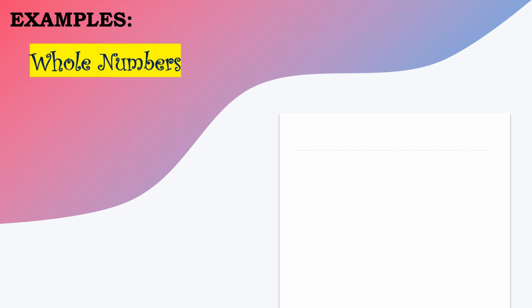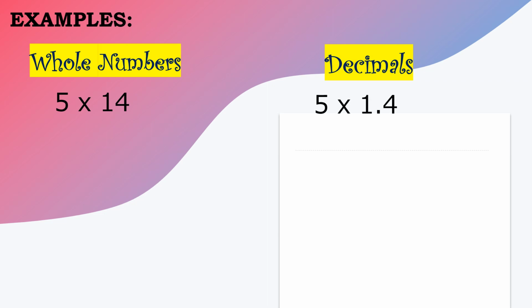So, para higit na maunawaan ninyo, let us compare multiplication of whole numbers and multiplication of decimals. So, for my whole numbers, I have 5 and 14 as my factors. And for the decimals, I have 5 and 1 and 4/10 as my factors. So, let us solve first the whole number. So, isulat ko muna in column.